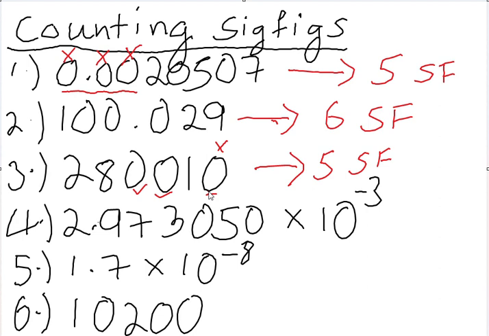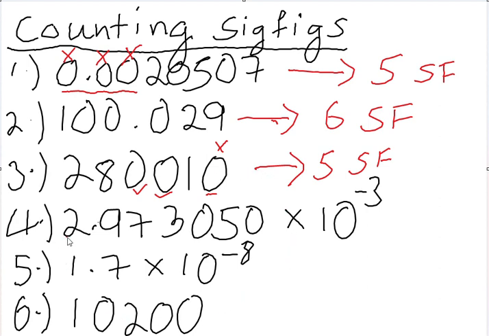Now keep in mind, there are only two kinds of zeros which are not significant. Leading zeros, the first case we see up here, and trailing zeros, where there is no decimal point and we have zeros at the end. Any other time, zeros will be significant.